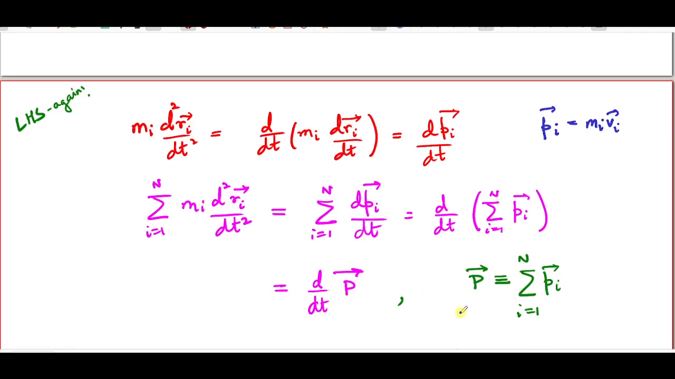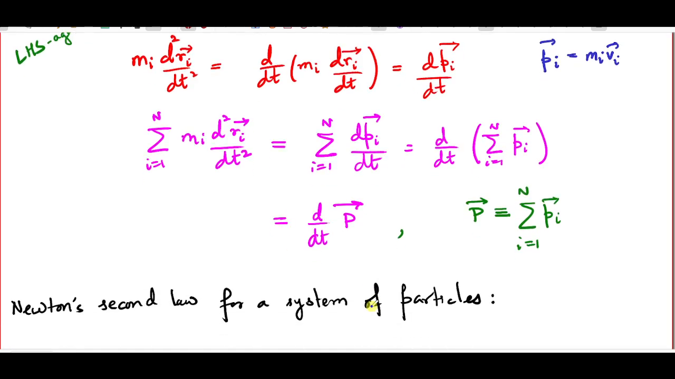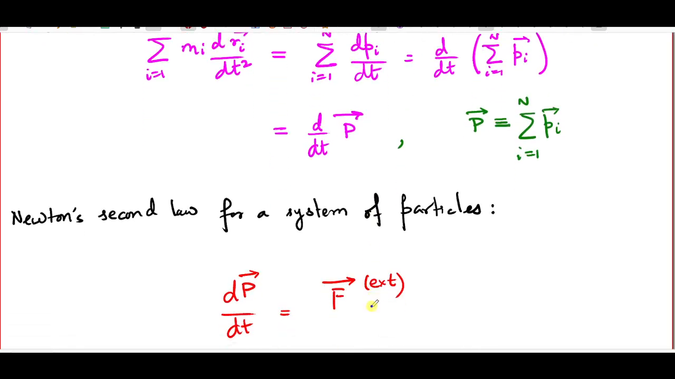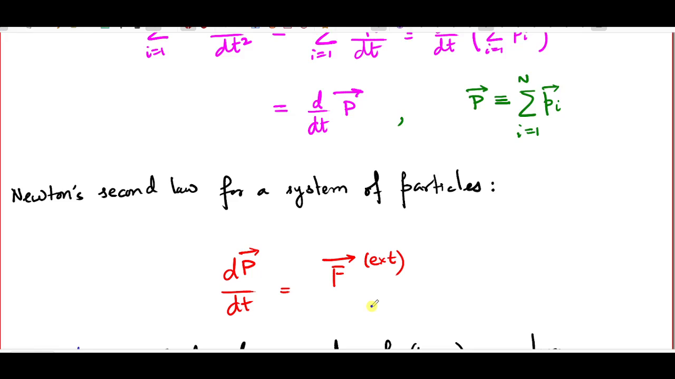And if you call this sum the net momentum of the system, capital P, then the left-hand side of our equation essentially becomes the rate of change of the total momentum, capital P. So plugging this back in our equation gives us another version of Newton's second law for a system of particles. In fact, this is the one which is usually called Newton's second law for a system of particles. Rate at which the net momentum of a system changes with time is equal to the net external force.